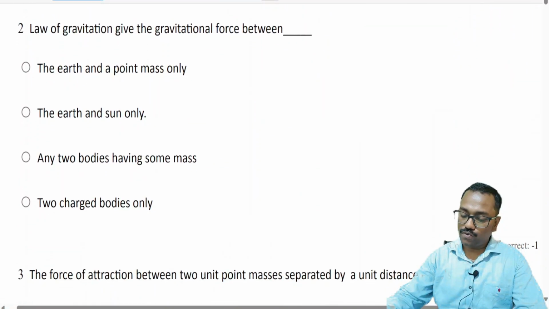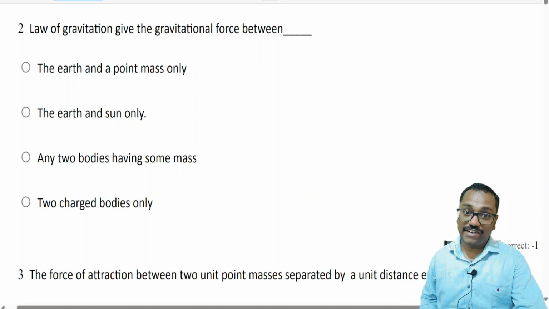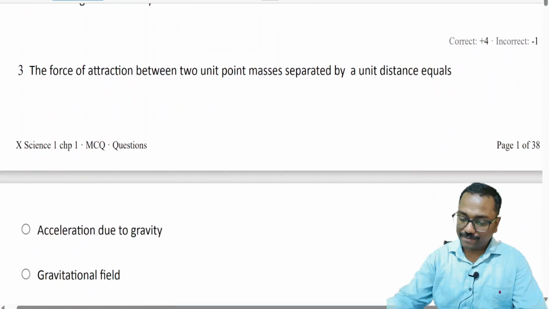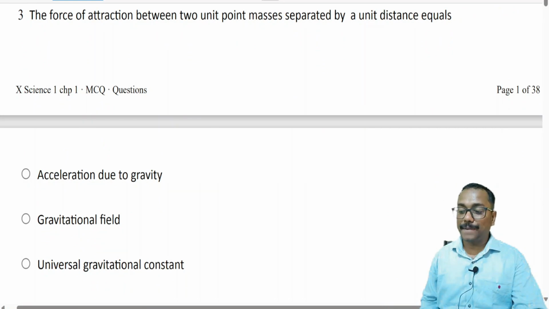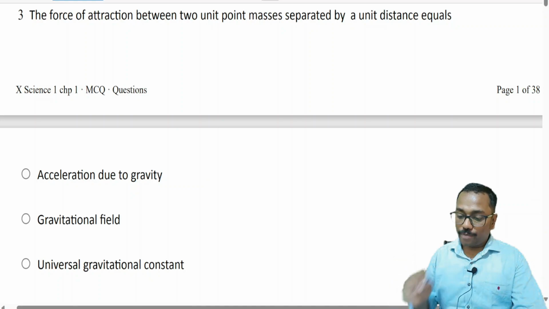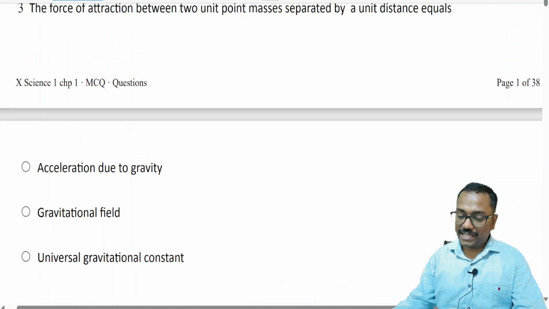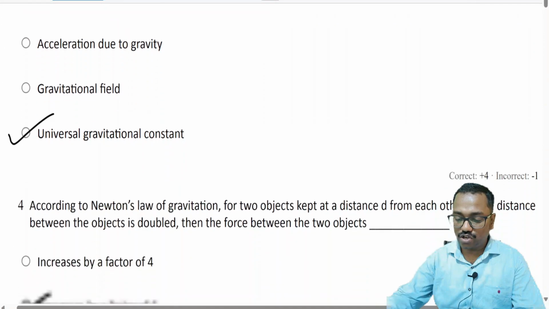Now question number 2, law of gravitation gives the gravitational force. Yes or no? Gravitational force, it is between any two bodies having same mass. Question number 3, the force of attraction between two unit point masses separated by a unit distance. Unit distance means distance will be 1. So its options are acceleration due to gravity, second option gravitational field, and third option universal gravitational constant. So its answer is universal gravitational constant.